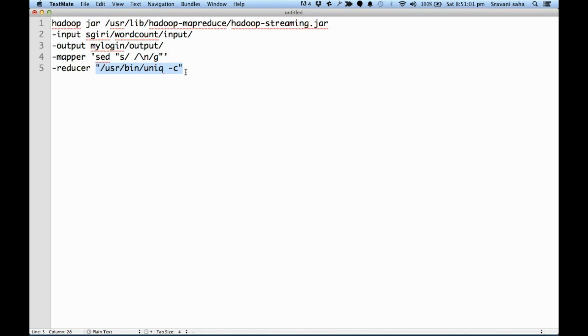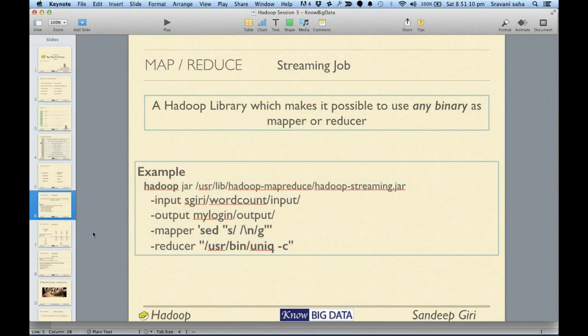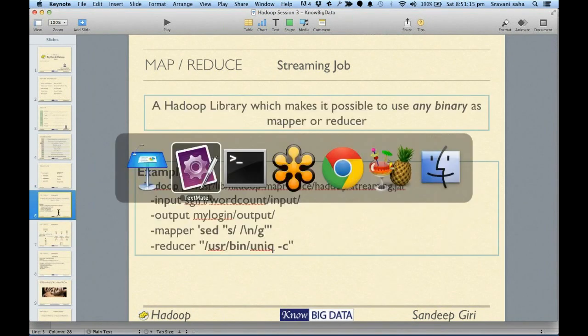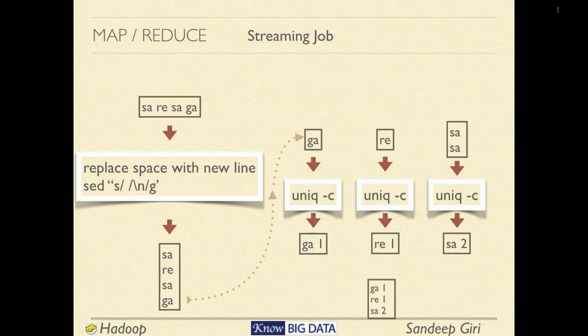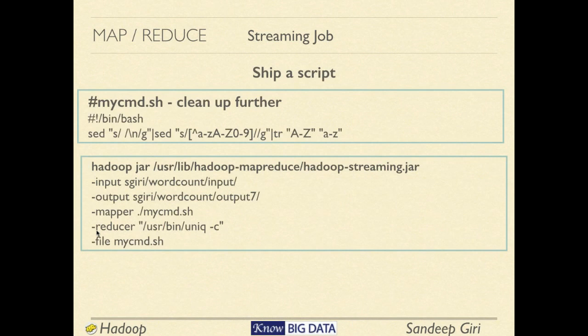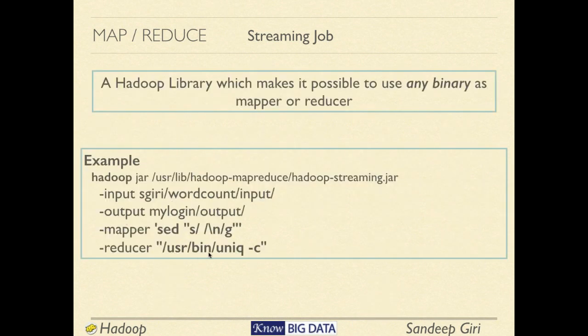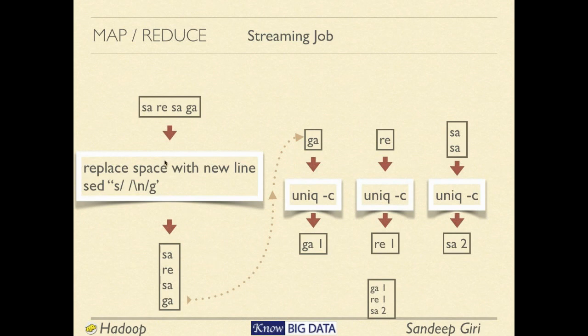Now let me take it step by step, what is going to go on inside this. The whole arrangement which we are trying to do here is basically a word count example without writing a single line of code, by just using these commands. And how does it work? Say your line is this. Your map job, which is SED, will convert this into sa, re, sa, ga. And after this, it will be sorted by the Hadoop MapReduce framework. And once it is sorted, it is passed to uniq -c and you get the result.